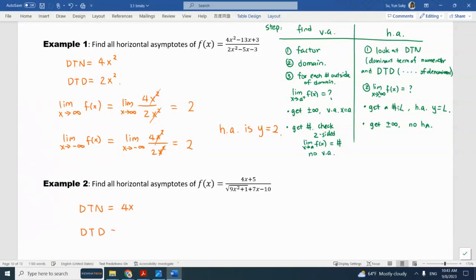How about DTD? Let's look at the power. Do you see this is square root? But do you see this is square? When you take the square root of the square, you get power 1. Do you agree? So this term is power 1. This term is like 1. This term is also like power 1. Do you see, everybody? So when you look at the dominant term of the denominator, there are actually 2 terms we need to consider. This one and this one.